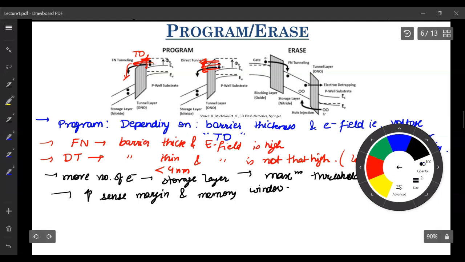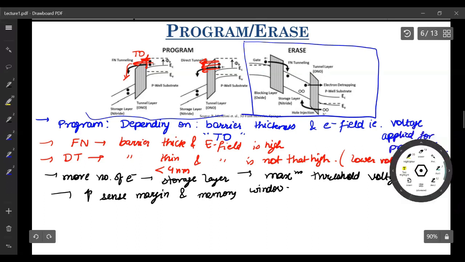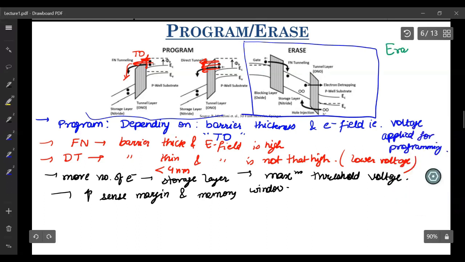Now let us look at the erase mechanism here. So this was your program mechanism. Let us look at the erase mechanism, which is here. And erase is actually very interesting here. So let me write that as well. So in CT, the erase mechanism is really interesting. Why so? Let me discuss that.